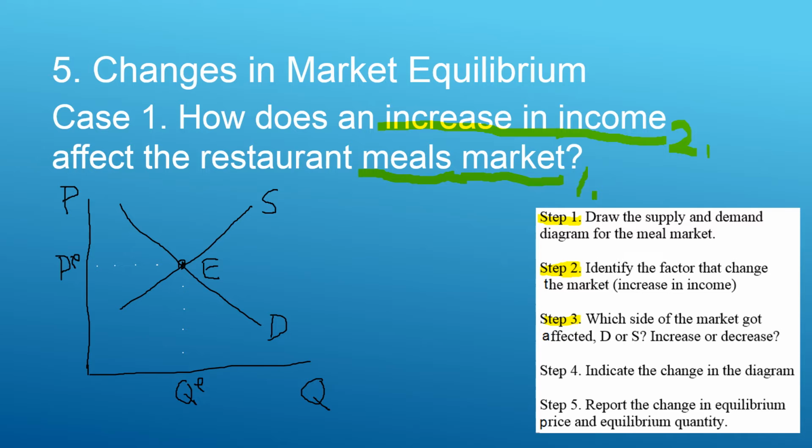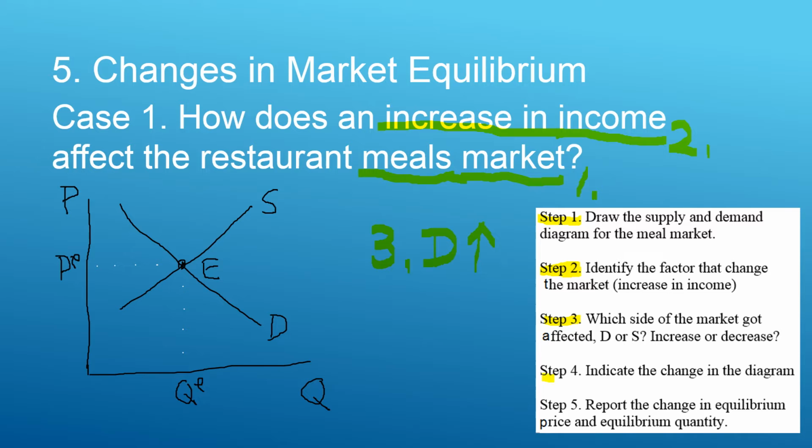Which side of the market got affected, demand or supply? Okay, so in step 2, we said increase in income. So this income is the buyer's income. So when buyer's income increases, what happens to the meals market? They go out and eat more, right? So since the buyer is on the demand side, point number 3, demand got affected. Increase or decrease? What do you think? Income increases, demand increases, isn't it? Very good. So this is step number 3.